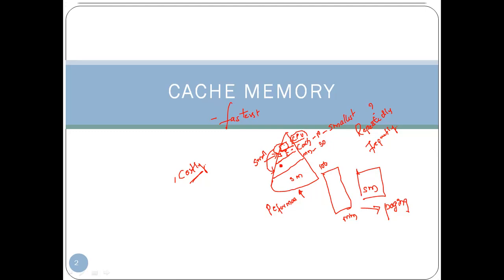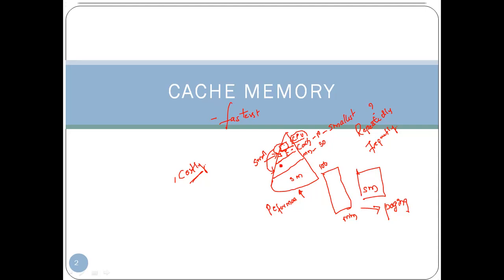This cache memory is used to reduce the access time. Why? Because if cache memory was not there, the CPU would have to fetch from the main memory, so the time taken would be more. The access time is reduced when we go with the cache memory. The cache is smaller, and the cache is the fastest memory.